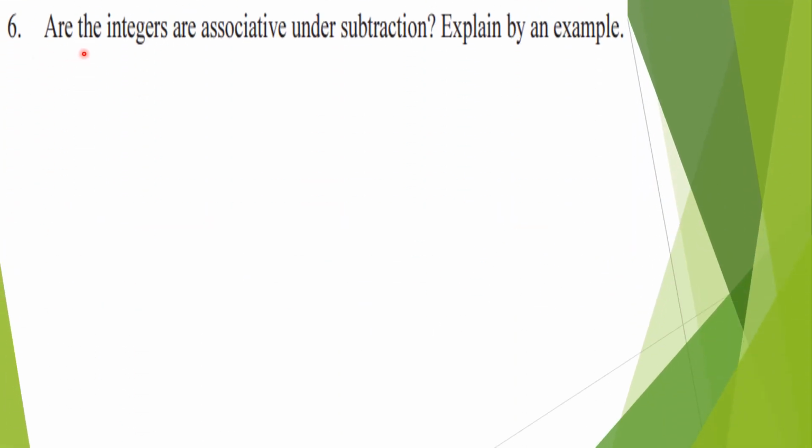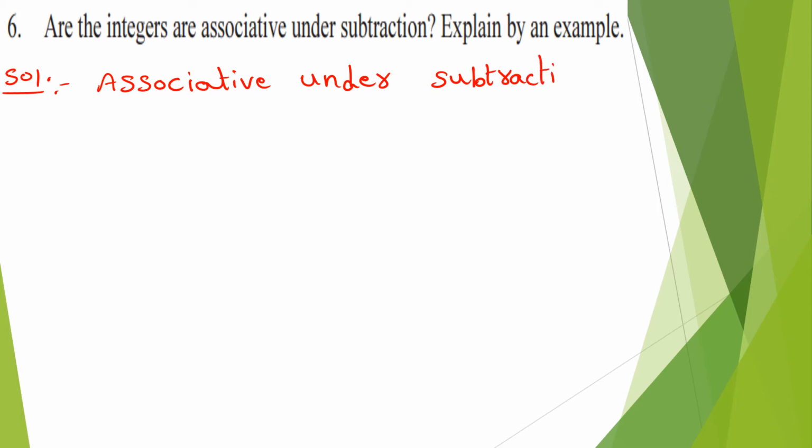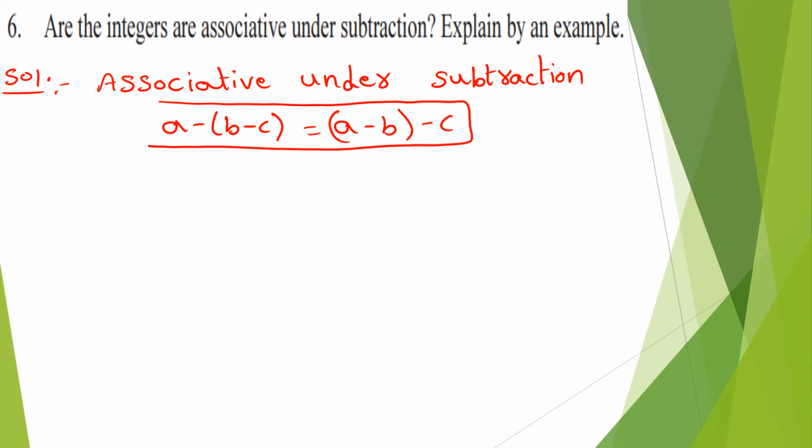Question number 6. Are integers associative under subtraction? Explain by an example. What is associative under subtraction? It is A minus B minus C equals A minus B minus C. So let us take A equals 3, B equals 2 and C equals -1.